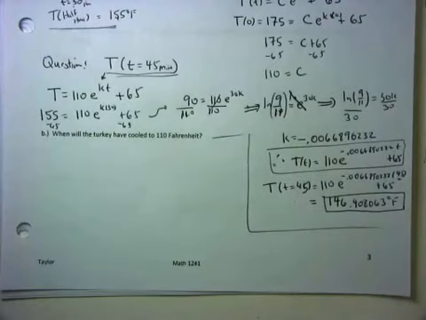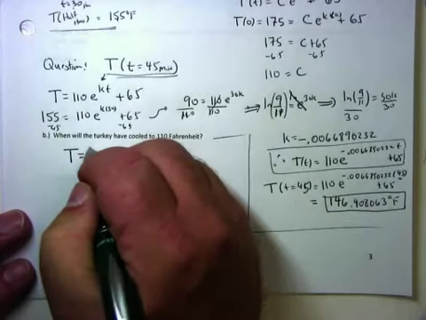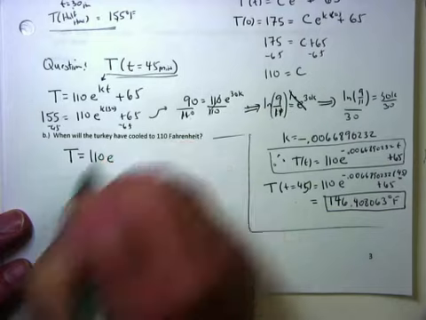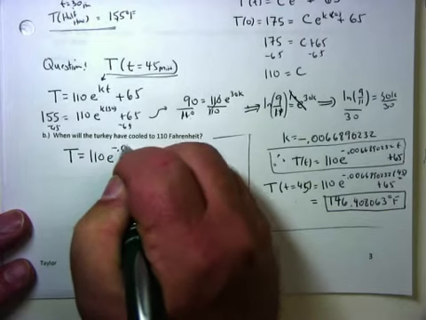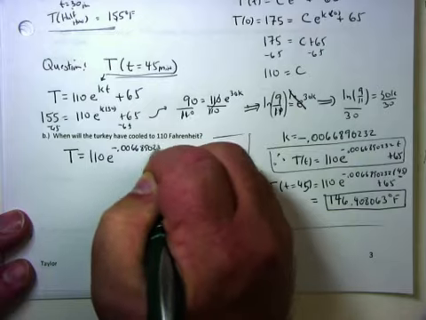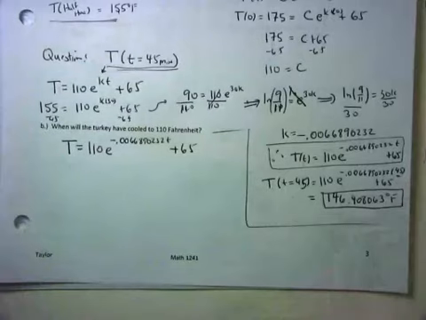When, a question of time, will the turkey have cooled down to 110 degrees Fahrenheit? Well, there's my modeling equation, because that's the most important thing: get your modeling equation. Big T for temperature equals 110 e to the K, which was negative 0.00668902232 T plus 65. There's my modeling equation.